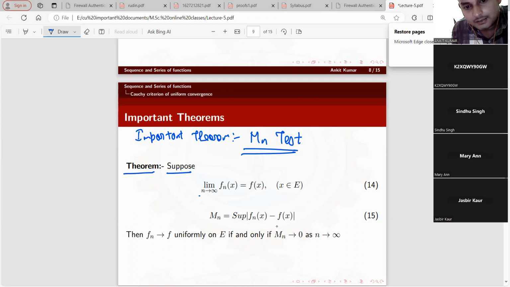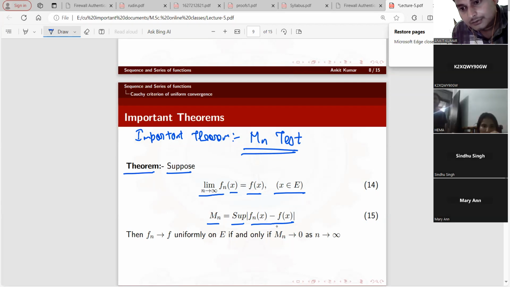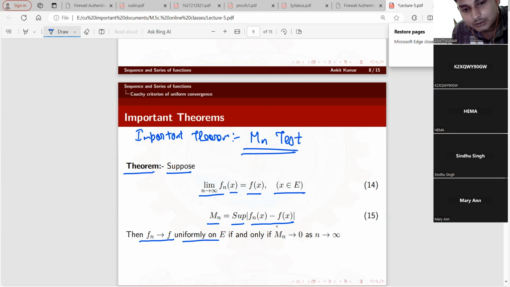Suppose limit n tending to infinity fn(x) is equal to f(x), x belongs to E, any set. Then capital Mn is equal to the supremum of mod of fn(x) minus f(x). We calculate the supremum value of mod of fn(x) minus f(x). Then fn tends to f uniformly on E if and only if Mn tends to 0 as n tends to infinity. So this is the Mn test.